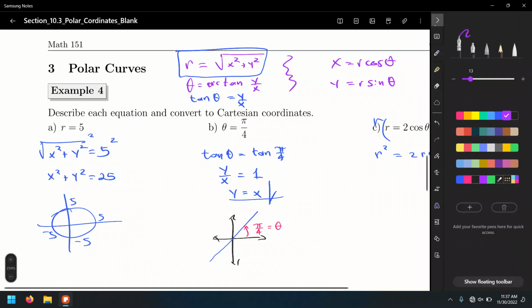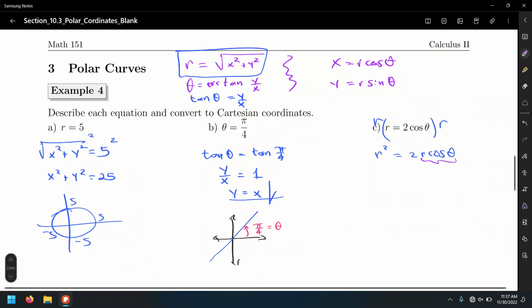Let me highlight something here. r cosine theta, from our formulas, equals x, and r squared is essentially x squared plus y squared.